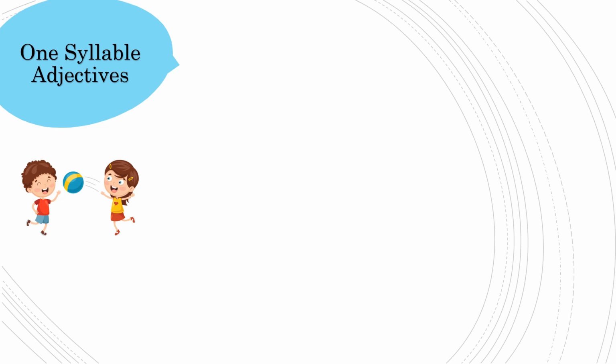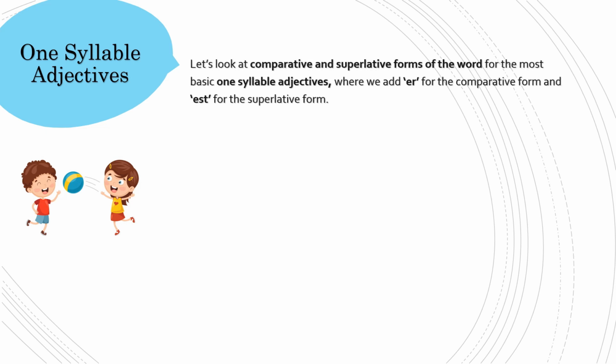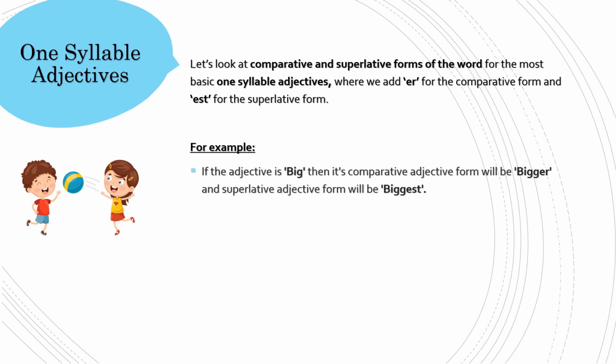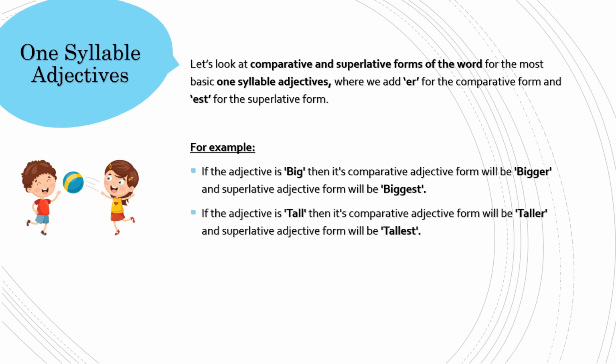One-syllable adjectives. Let's look at comparative and superlative forms of the word for the most basic one-syllable adjectives, where we add er for the comparative form and est for the superlative form. For example, if the adjective is big, then its comparative adjective form will be bigger, and superlative adjective form will be biggest. If the adjective is tall, then its comparative adjective form will be taller, and superlative adjective form will be tallest.